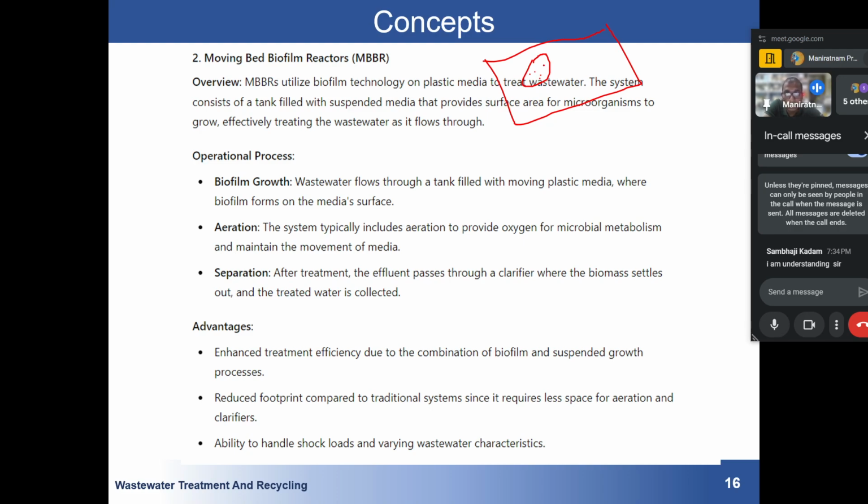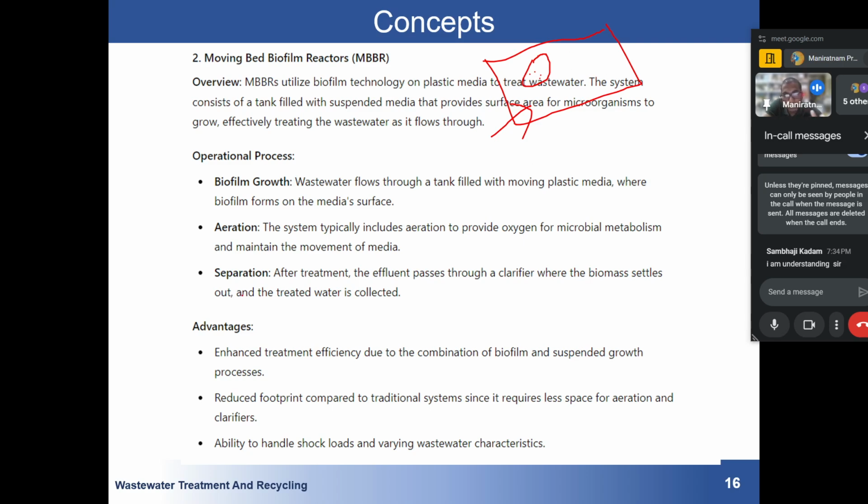On the plastic material, this inert material, some bacteria will be there and it will be growing. So the wastewater flows through a tank filled with the moving plastic, with biofilms on the media surface. So we already have biofilms, and what is the purpose of these biofilms? That will degrade our organic matter. Then also air will be provided in the system. And remember, it is all moving, okay.